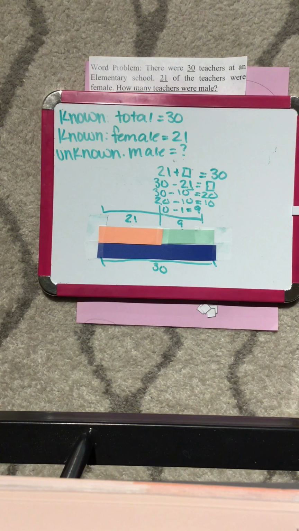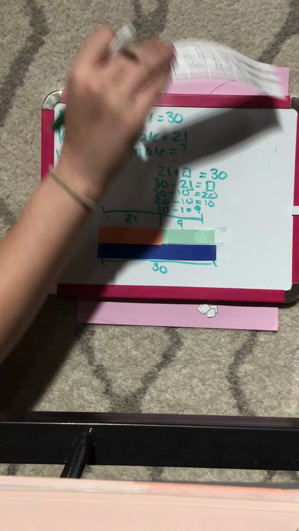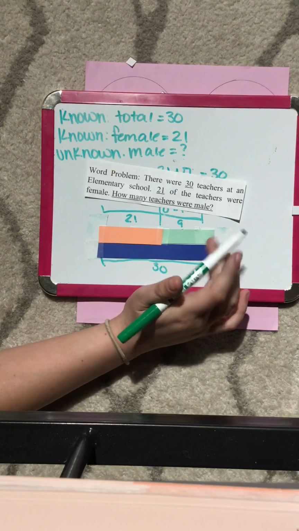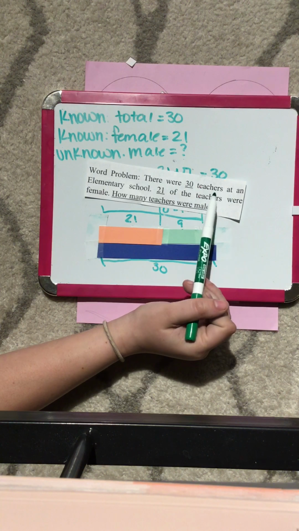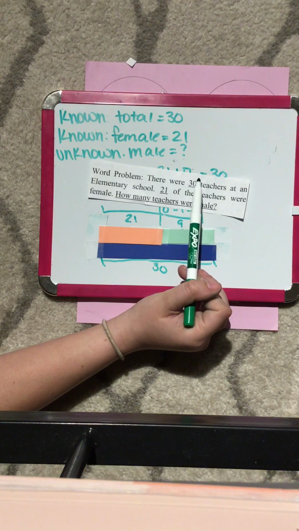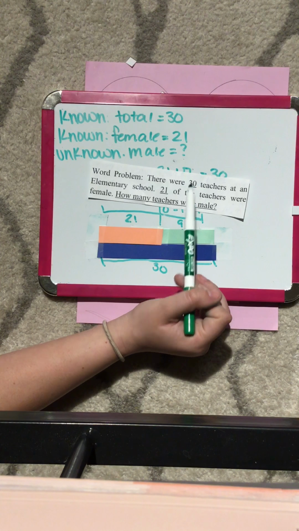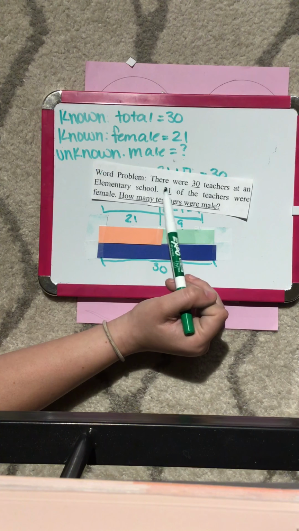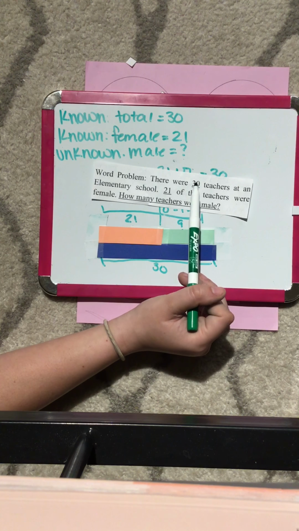Remember, some students may not know how to pull out information from the word problem, so it's important to have extra practice. When saying that there were 30 teachers total, this is how you show students that that's the value that goes on the right. 21 is smaller than 30, so we know that this is the number that we are adding to another number in order to equal our whole.